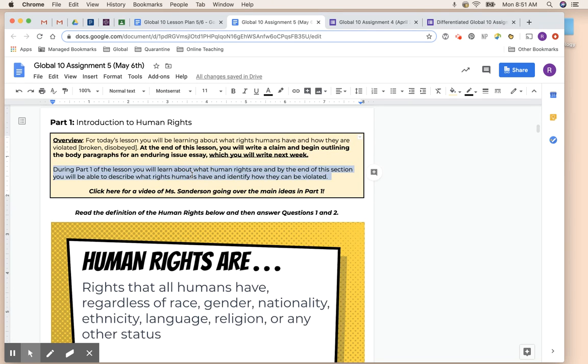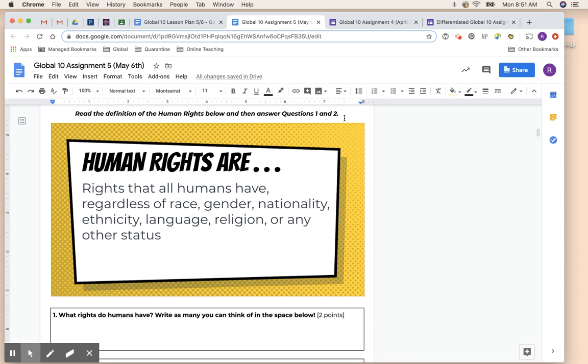But in this part, what we're basically going to be looking at is what rights do humans have, and then what is a violation of them. As you scroll, you'll see I copied from an old slideshow. It says human rights are rights that all humans have, regardless of race, gender, nationality, ethnicity, language, religion, or any other status. It means you as a human have these rights. If you think back to one of our first units, the Enlightenment, we talked about natural rights. This is kind of the same thing. The fact that you are a human, therefore you have rights. Obviously, we know that this isn't always respected.